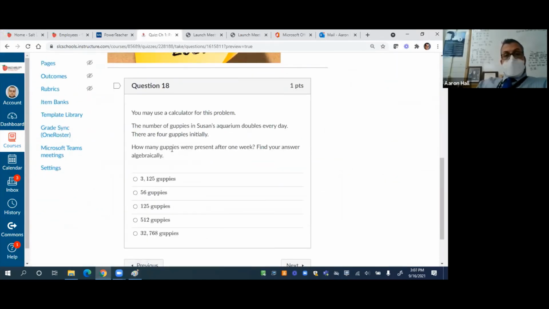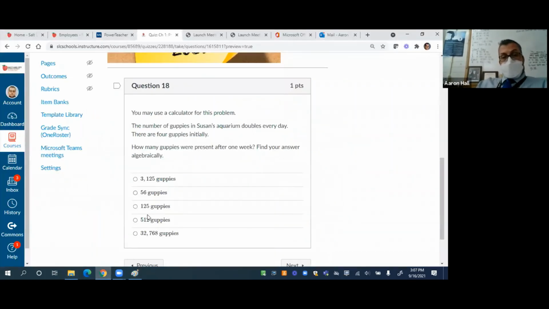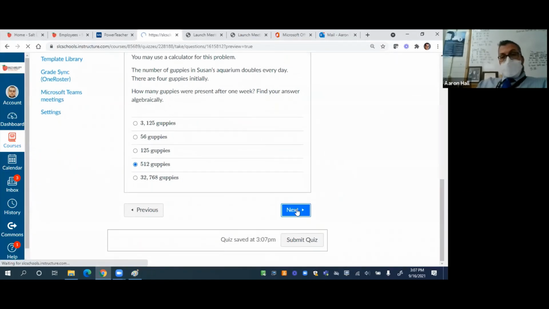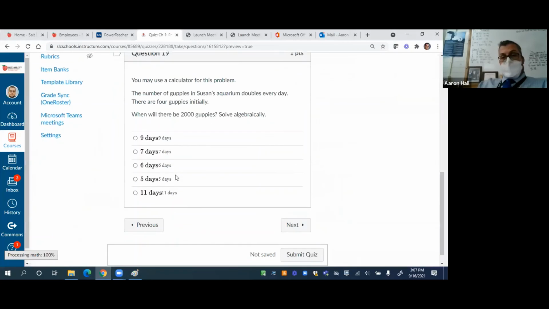It says, how many guppies were present after 1 week? How do we find out? Yeah, we plug in 7 here. What do we get when we plug in 7? 4 times 2 to the power 7 is 512 right here. Okay. 2 more. Getting nervous.